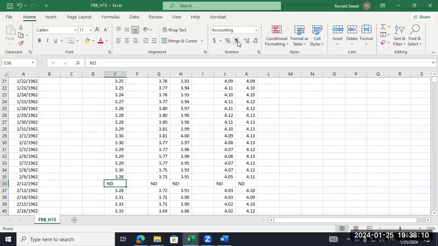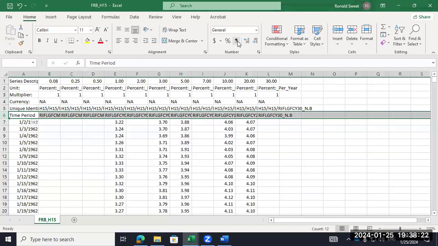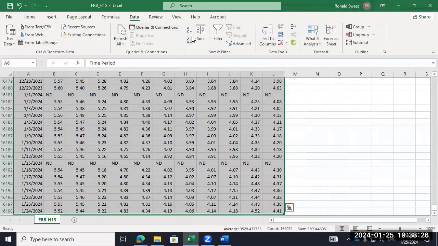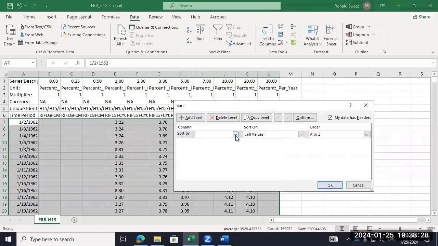So you have to sort it, get the holidays out. And there's no button saying ignore holidays. So all those NDs have to come out. Fortunately, it's just the holidays, not the weekends. So you just have to sort it. It's pretty easy to do. Sort by one of the ones that has the full data. And I can't tell which one that is. So I'm going to do column E.